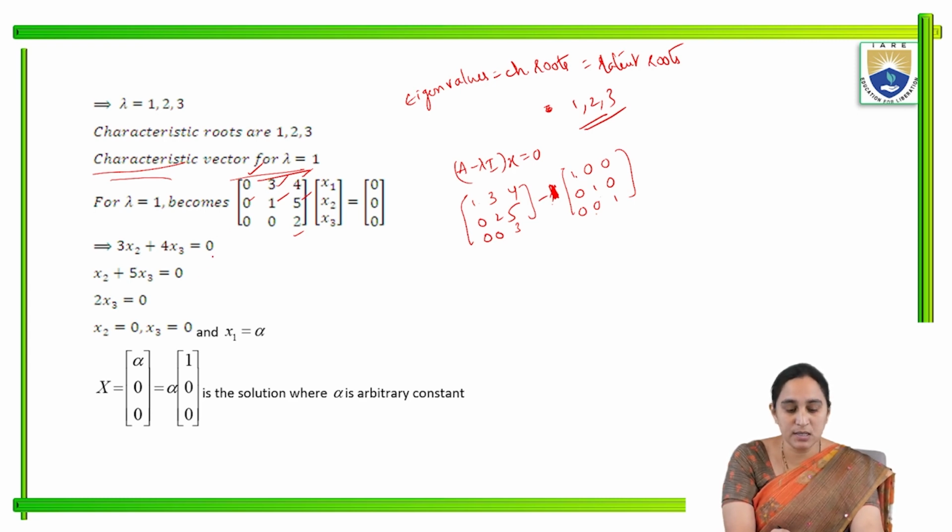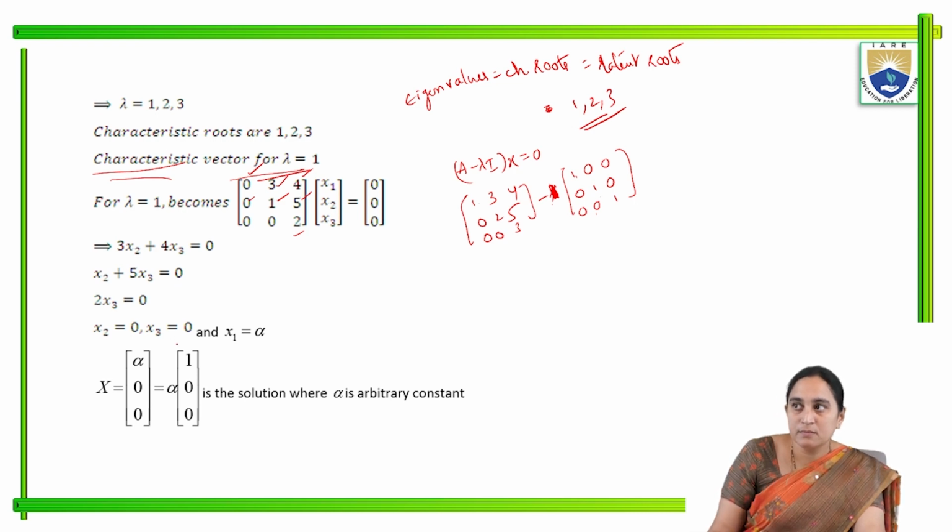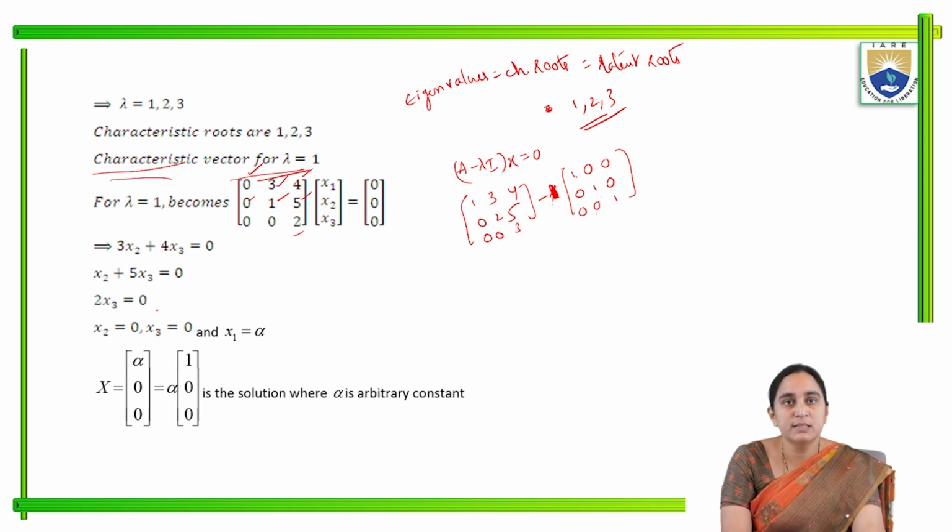Okay, for that write it in equation form: 3x2 plus 4x3 is equal to 0. And the next one, x2 plus 5x3 is 0. And 2x3 is equal to 0. There x2 is equal to 0 and x3 is equal to 0.